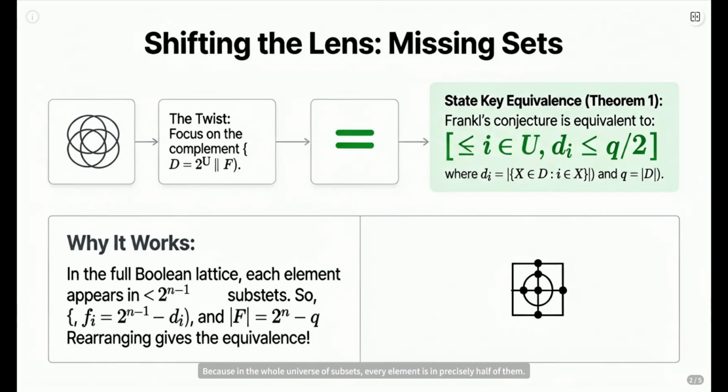Why? Because in the whole universe of subsets, every element is in precisely half of them. So, if an element is in less than half of the missing ones, it must be in more than half of the present ones. This shift from presence to absence is crucial. It lets us analyze the blocking sources directly.